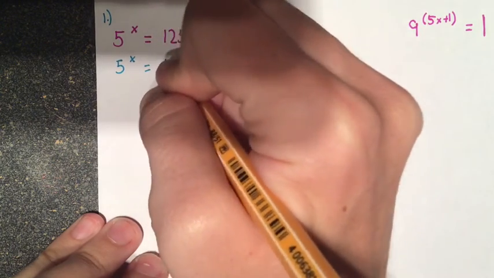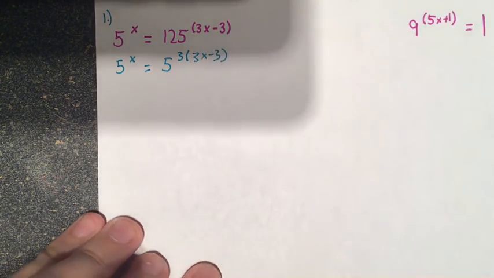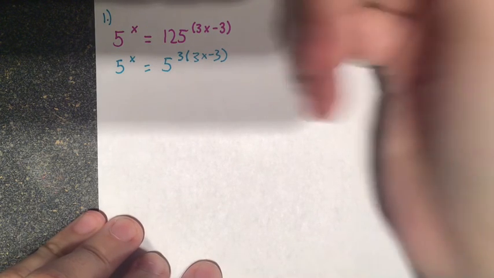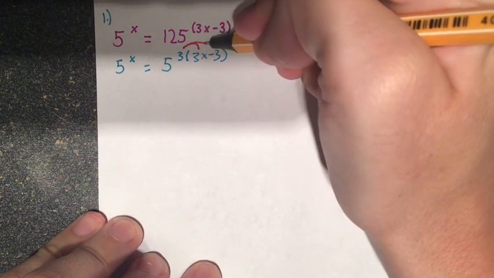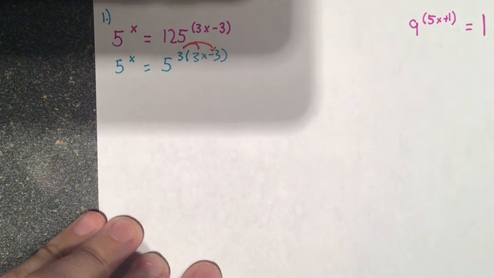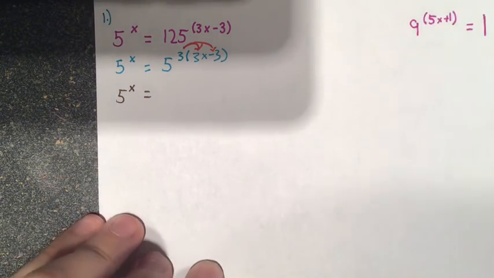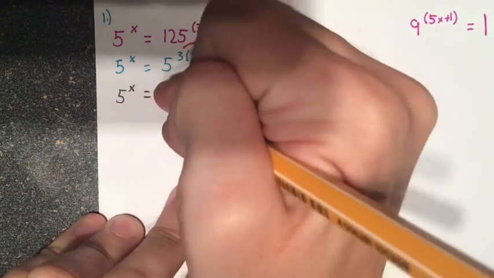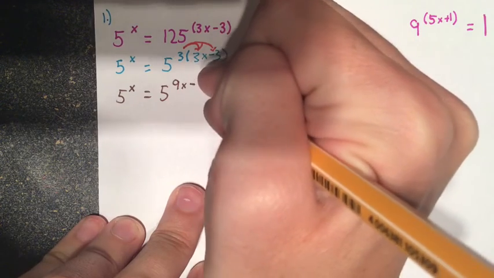125 is equal to 5 to the 3rd power. And then I have to multiply that by this exponent, 3x minus 3. I want to make sure that I remember that I have to do my distributive property, which means I have to multiply the 3x by the 3 and the minus 3 by the 3. So when I do that, I'm going to get my next line, which is going to be, we still have 5 to the x, is equal to 5 to the 9x minus 9.